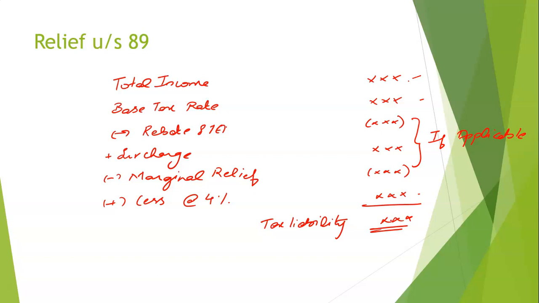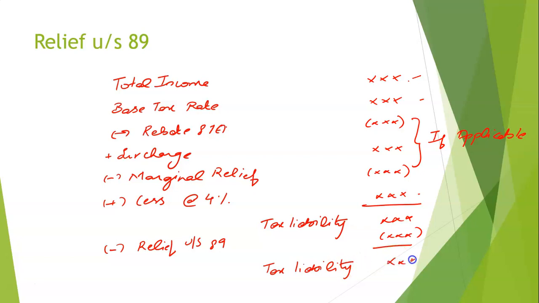Now relief under Section 89 is a particular relief which is given by the Income Tax Act to reduce this tax liability. So the computation does not end here. We find the total tax liability. From there, if applicable, we deduct relief under Section 89, and that's how we find the total tax liability. This is where we put the double underline. Understood? Pretty clear?